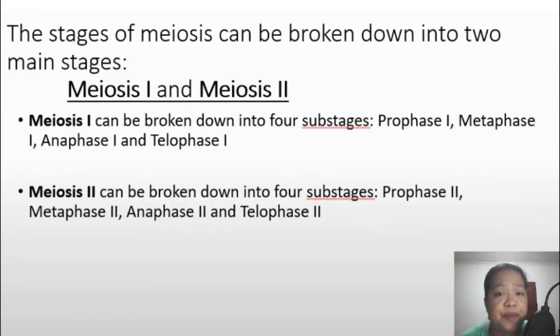The stages of meiosis can be broken down into two main stages. We have meiosis 1 and meiosis 2. Meiosis 1 can be broken down into four substages: prophase 1, metaphase 1, anaphase 1, and telophase 1. While meiosis 2 can be broken into four substages also: prophase 2, metaphase 2, anaphase 2, and telophase 2. Actually, in meiosis, we have two sets of division.